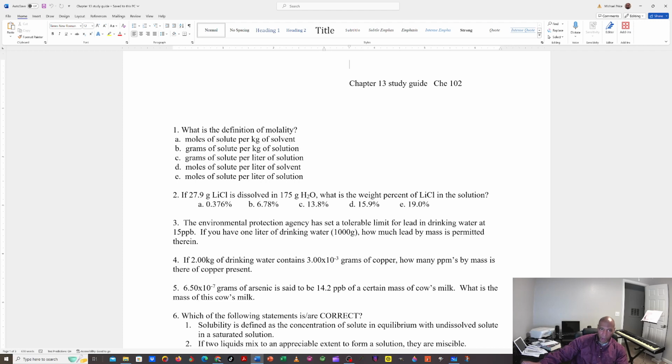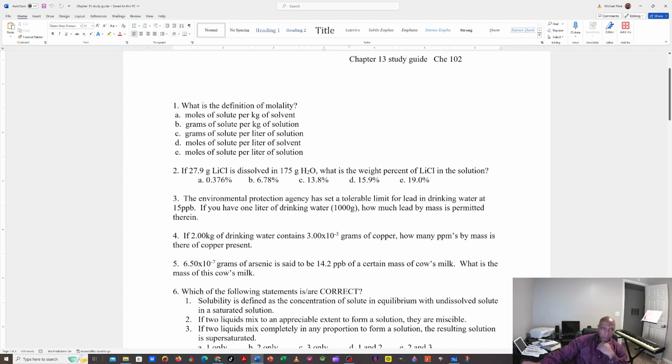If you recall, molarity is moles of solute per liter of the entire solution. Molality, of course, is moles of solute, so it's still the same as moles. You still have the same term in the numerator, moles of solute, but in the denominator you have kilograms of solvent. So the answer for number one should be 8, right? Moles of solute per kilogram of solvent. All right, now let's look at number two.